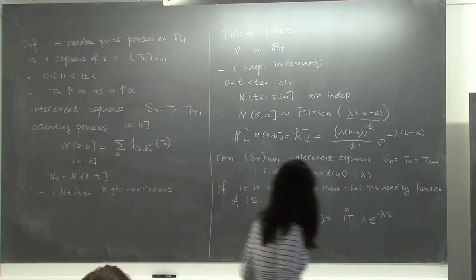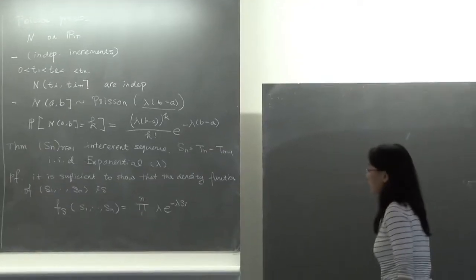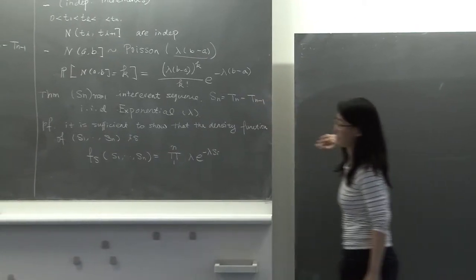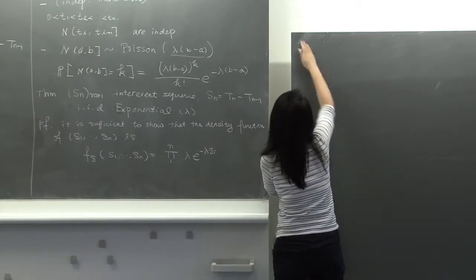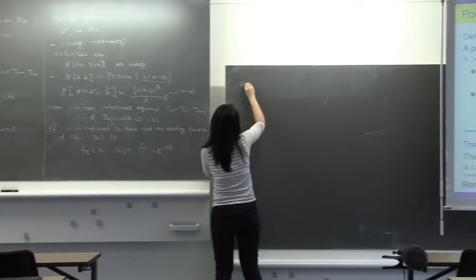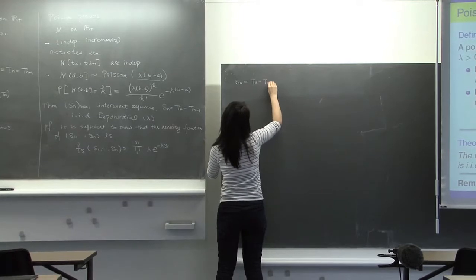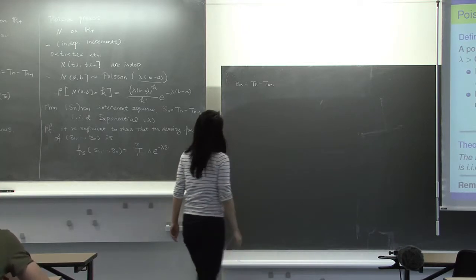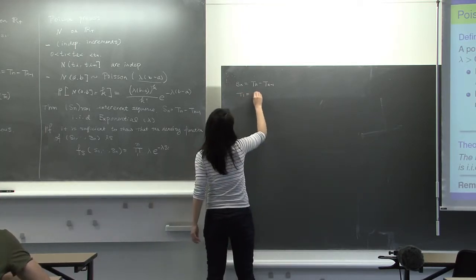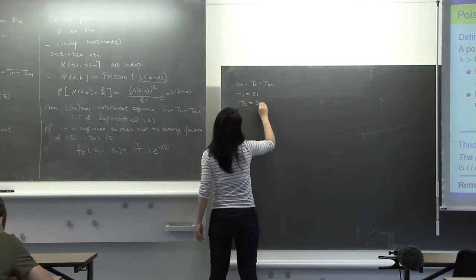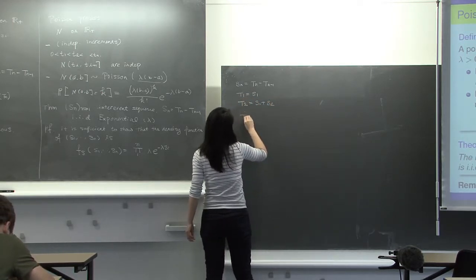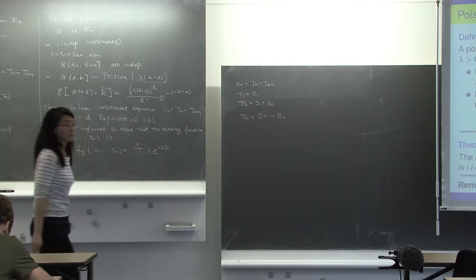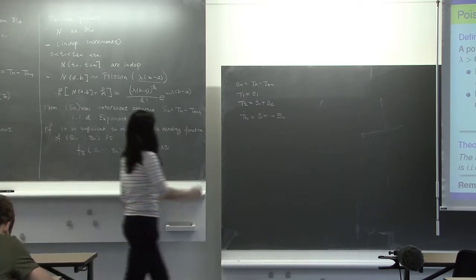Okay, so now we want to check what's the intensity function for Sn. But the only information from the sequence is we only know the information about the Tn, not Sn. So what's the relation between Tn and Sn? We know that Sn is the time difference between two neighboring Tn. So if we want to write Tn as a function of Sn, then T1 is S1, T2 is S1 plus S2, and Tn is S1 plus up to Sn.